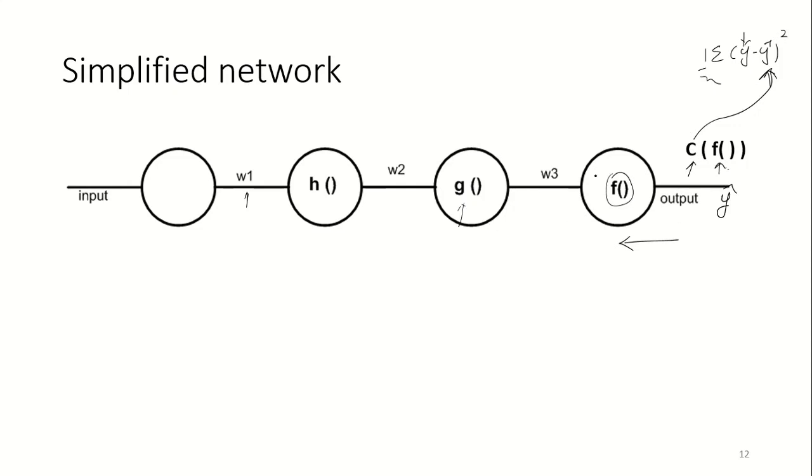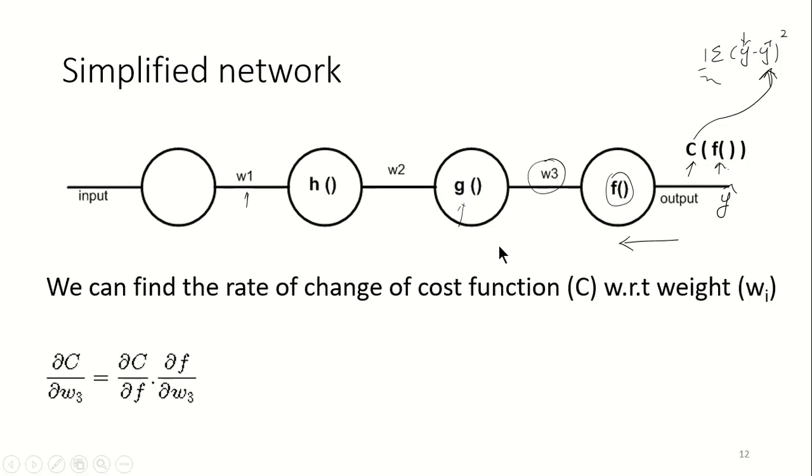So first one, we are going to calculate the derivative with respect to W3. So we have to find out dou C by dou W3, and C is depending on F. So first we have to find out dou C by dou F. Then F is depending on W3, so we find dou F by dou W3. That's how we apply the chain rule over here.